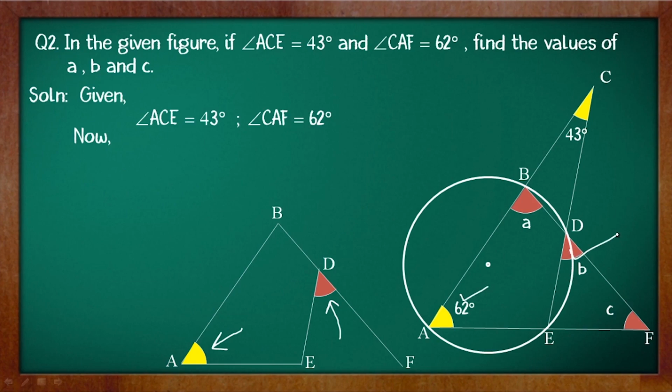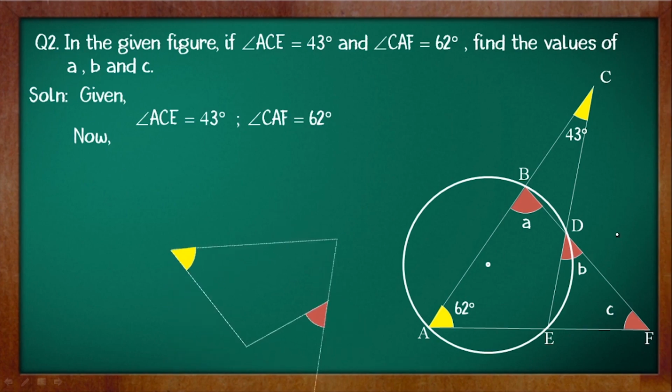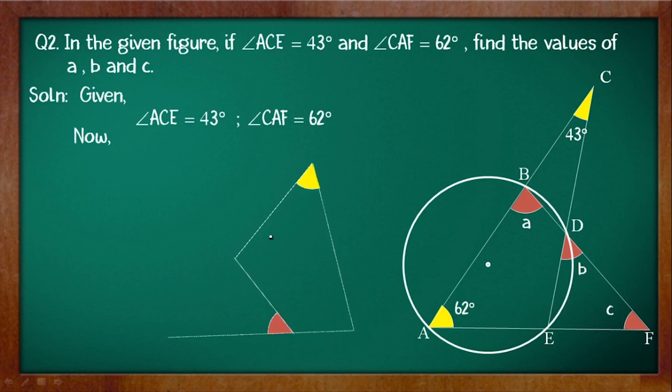So if you are not able to see that, let's rotate this figure. If you rotate this, now you can see that this is a quadrilateral here. This is an external angle and this is the opposite interior angle. So this angle here will be equal to this angle here, that is, angle B will be equal to angle CAF, this angle here.